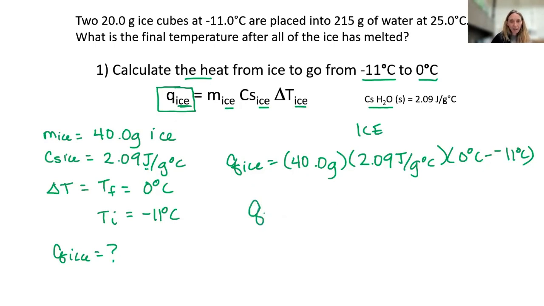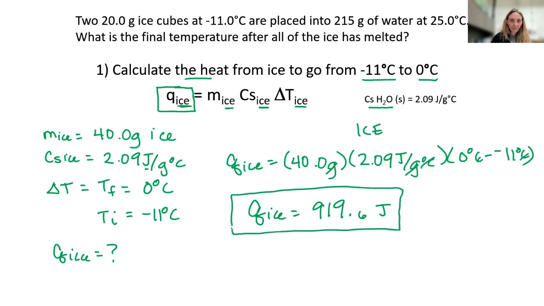So now when I use my calculator, when I calculate those out, 40.0 grams times 2.08 joules per gram degree Celsius times a positive 11 degrees Celsius. Our grams are going to cancel with the grams. The degrees Celsius are going to cancel with these degrees Celsius. And we get 991.6 joules. Okay, so that's kind of our answer for number 1.